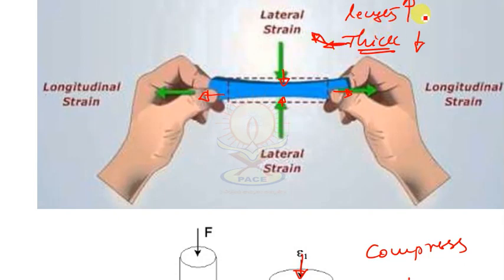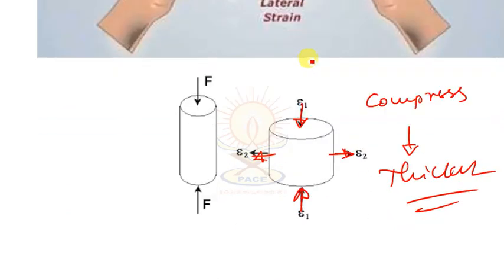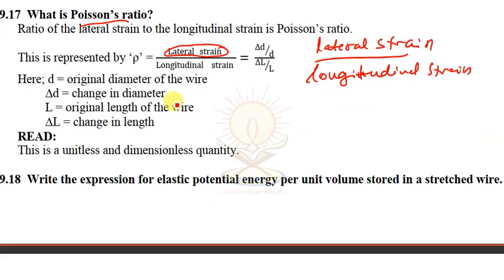So the change in the length is longitudinal strain. Okay, so there you can express longitudinal strain. The length corresponds to longitudinal strain and thickness corresponds to lateral strain. Okay, so if you understood this one, then you can easily say the Poisson's ratio, that is how it is the ratio of lateral strain divided by longitudinal strain.